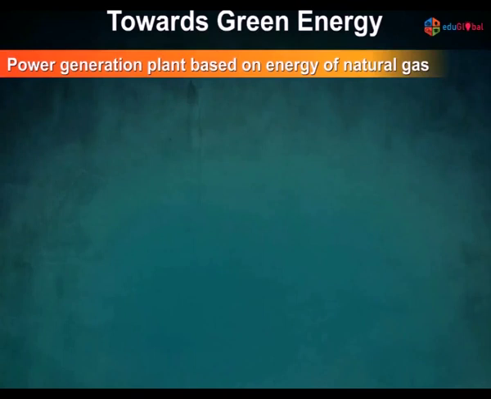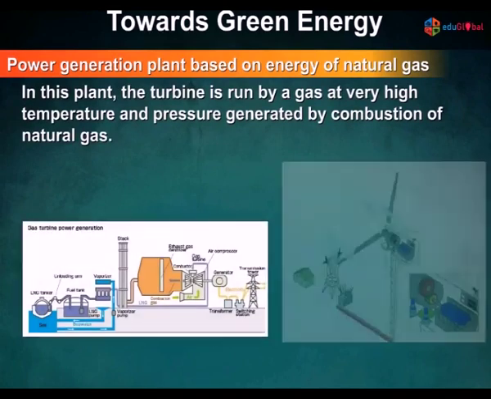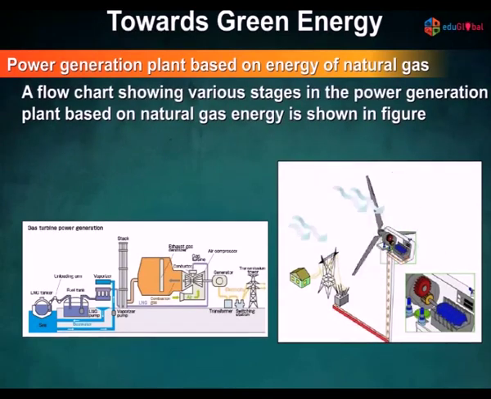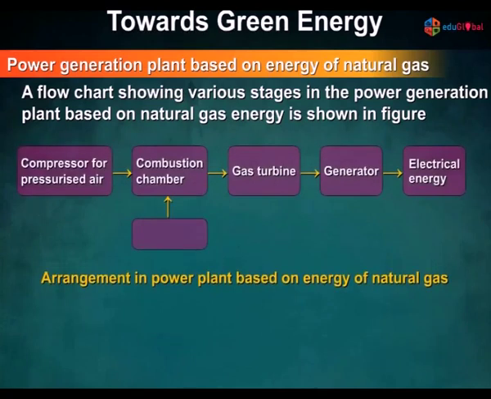Power generation plant based on energy of natural gas. In this plant, the turbine is run by a gas at very high temperature and pressure generated by combustion of natural gas. A flowchart showing various stages in the power generation plant based on natural gas energy is shown in the figure. Arrangement in power plant based on energy of natural gas. Compressor for pressurized air, combustion chamber, gas turbine, generator, electrical energy.